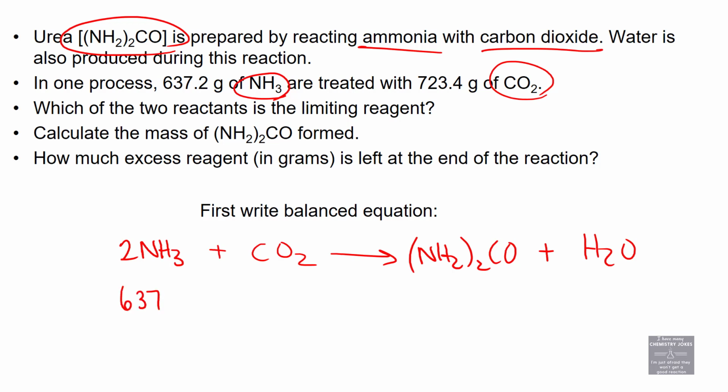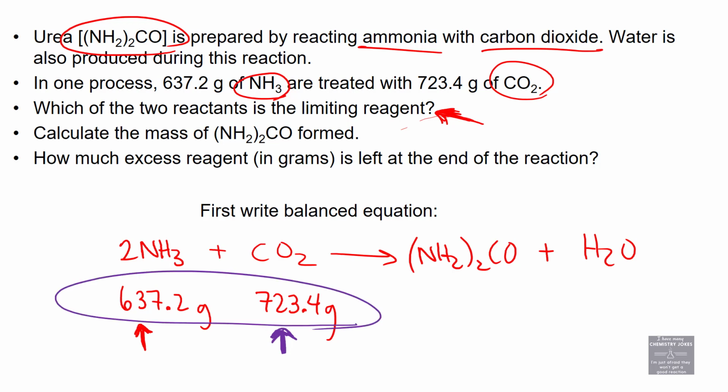So if I start with 637.2 grams of this and 723.4 grams of that, which thing is limiting? We'll start with that question first. Which thing is limiting? Well, I need to go through and figure out if this is limiting, how much product could I make? Or if that is limiting, how much product could I make? So we'll go through a couple of mole calculations with those things.